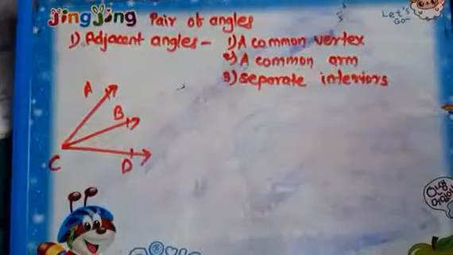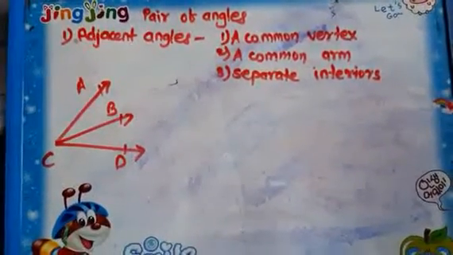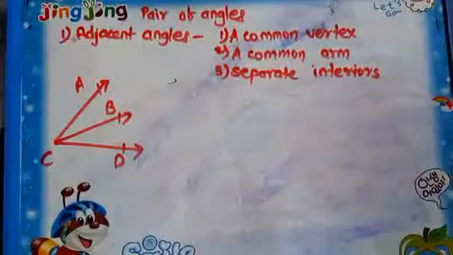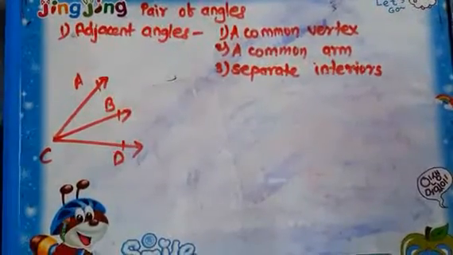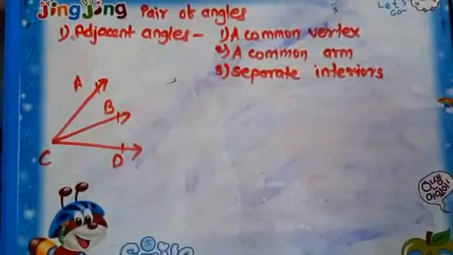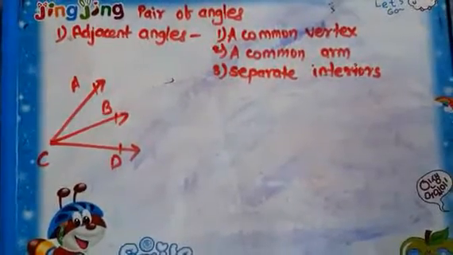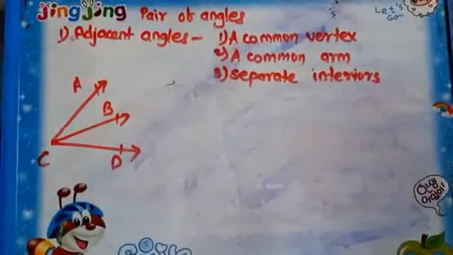Yesterday we started our 4th chapter, angles and pairs of angles. From that, interior and exterior of an angle we have completed. Now today we will start with pairs of angles. First is adjacent angles. Now what is meant by adjacent angle?